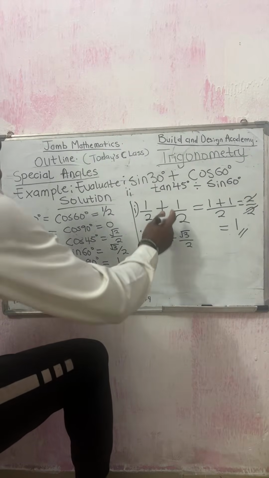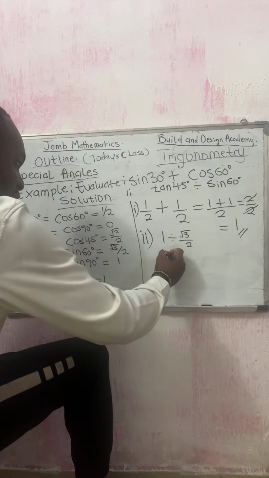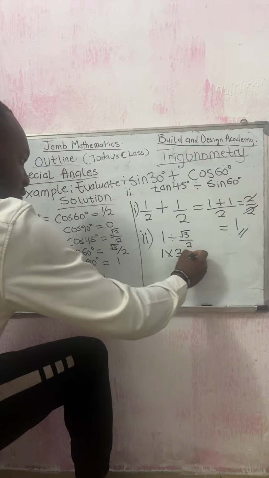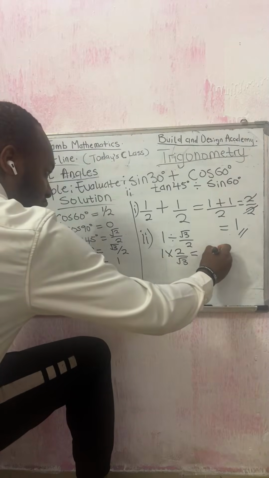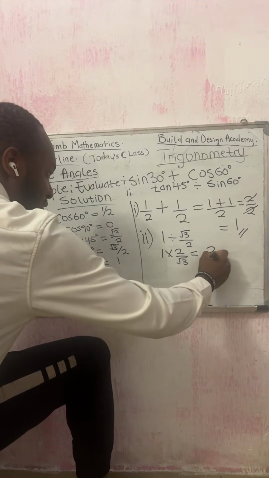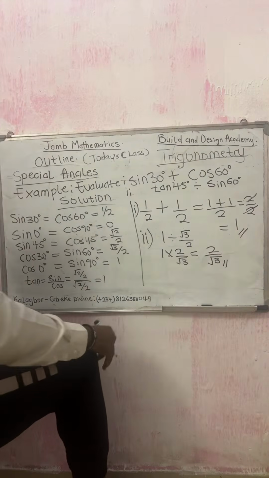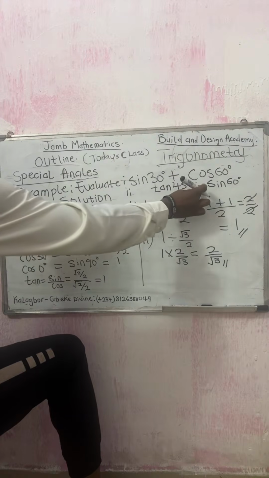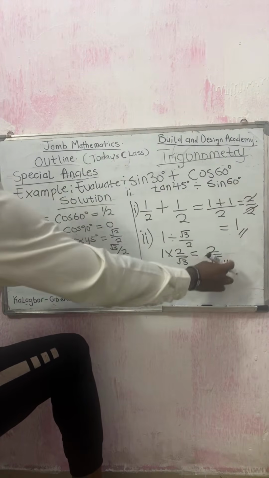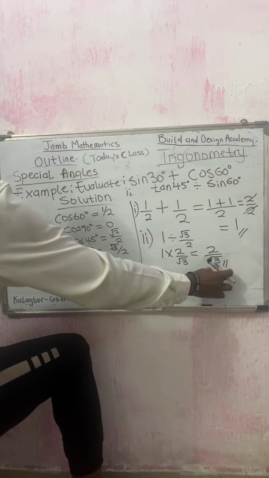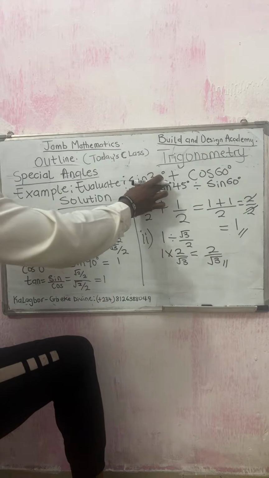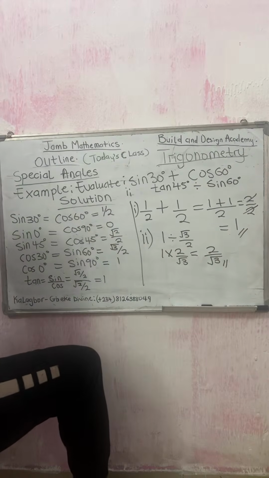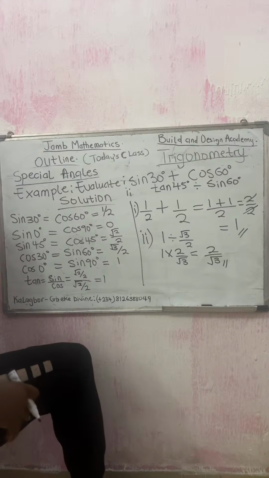Next, to eliminate this division sign, we now have 1 times 2 over root 3, which will give us 2 over root 3. So this will be our final answer: tan 45 divided by sine 60 will give us 2 over root 3. Then sine 30 plus cos 60 will give us 1. Very simple. So let's move on.